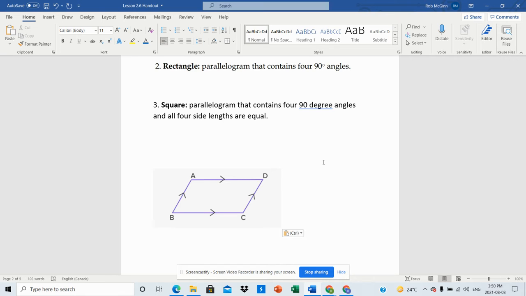Number two is a rectangle. And a rectangle is a parallelogram that contains four 90-degree angles. And when we talk about a rectangle, the formal definition does include a square, but for our purposes, we're going to make a square a separate case. So a rectangle not only is a parallelogram that contains four 90-degree angles, but like this one here, our opposite sides are going to be the same length, and the sides and the top and bottom are going to be different lengths. If all four sides are the same length, then you have a square. So a square is a parallelogram that contains four 90-degree angles, and all four side lengths are equal.